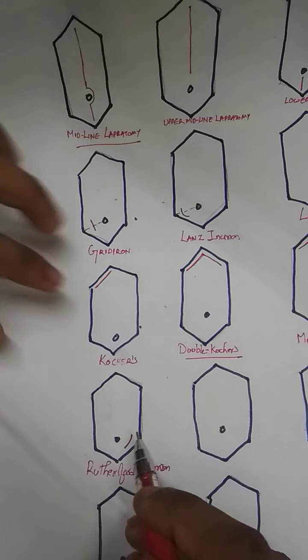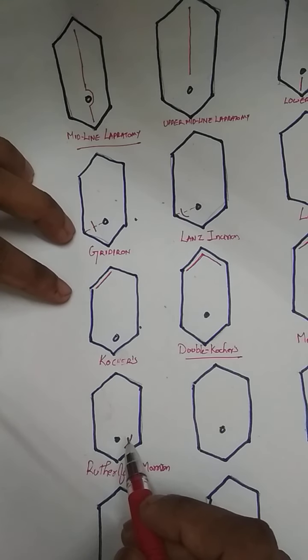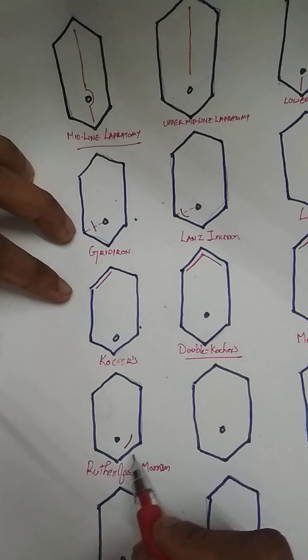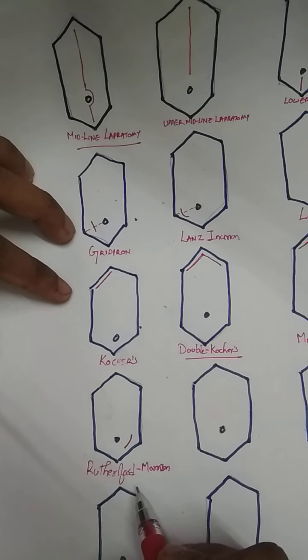And this incision is used in case of renal transplant because the transplanted kidney is placed in the inguinal region. So this Rutherford Morrison incision is used in renal transplant.